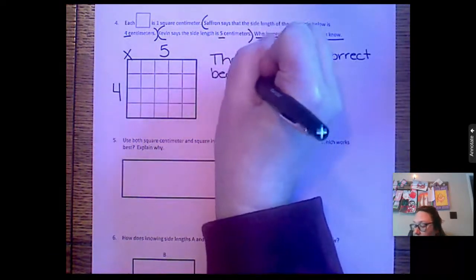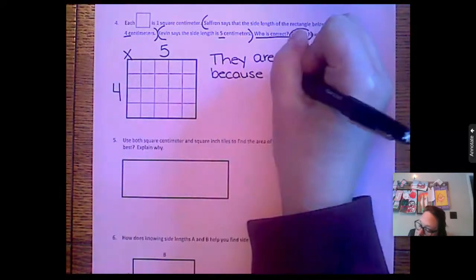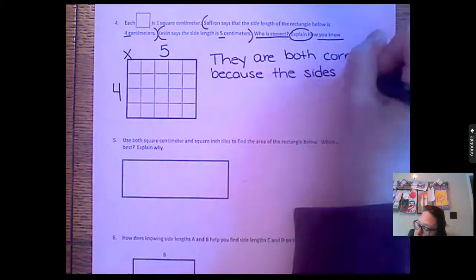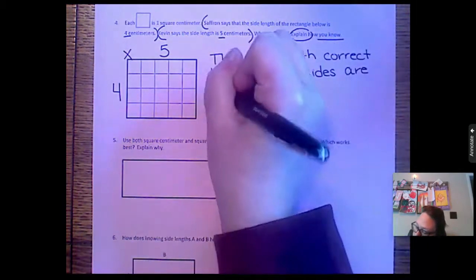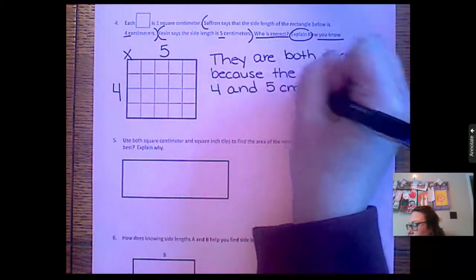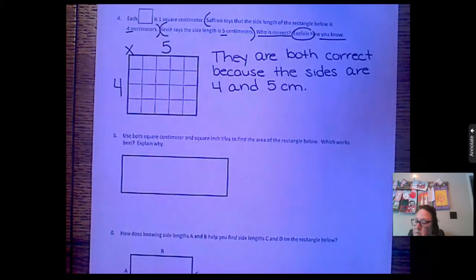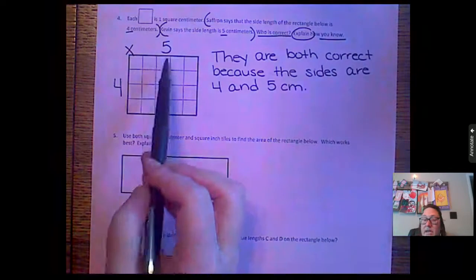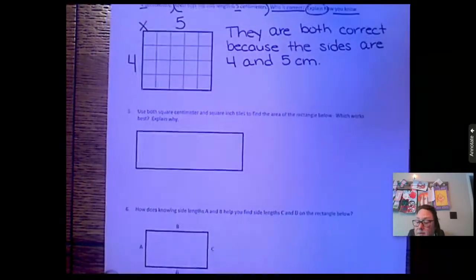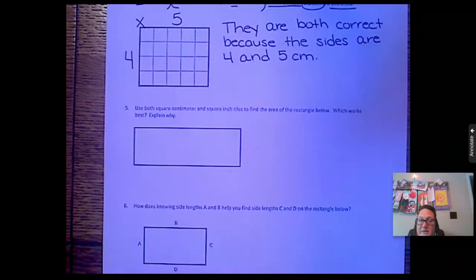Because the sides are 4 and 5 centimeters. Okay, so they are both correct because the sides are 4 and 5 centimeters. This side is 4 centimeters and this side is 5 centimeters. So it doesn't matter where they are on it because the shape has 4 sides and we could always turn it. Okay. Good. We are doing really good here.